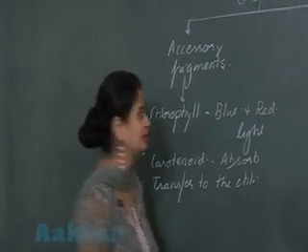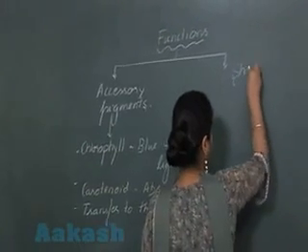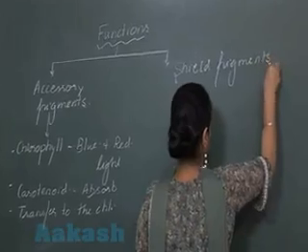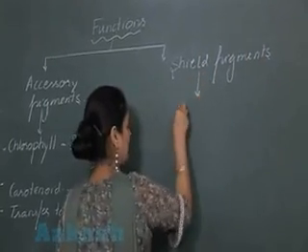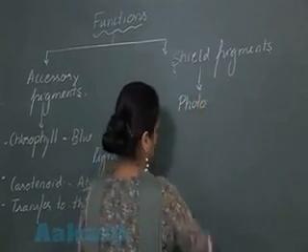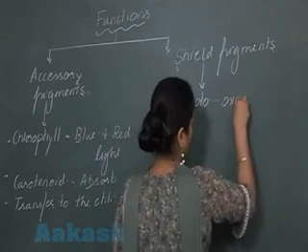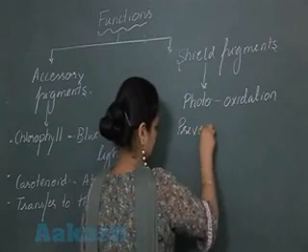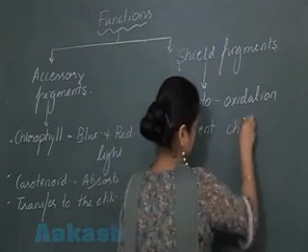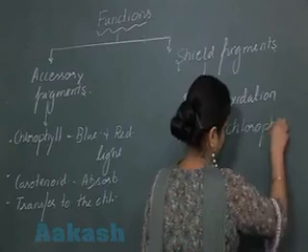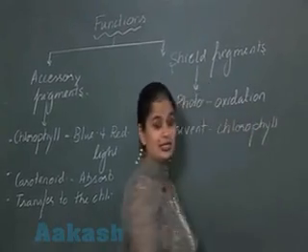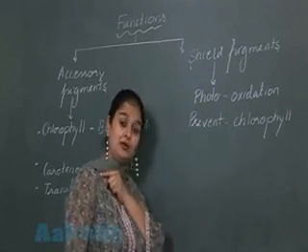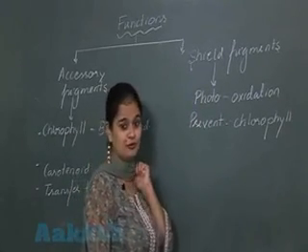Now, second function, they are going to work like shield pigments. How are they going to work like shield pigments? Because they will protect chlorophyll from photo-oxidation. Yes, they will prevent photo-oxidation of chlorophyll. So how are they going to prevent the photo-oxidation of chlorophyll?